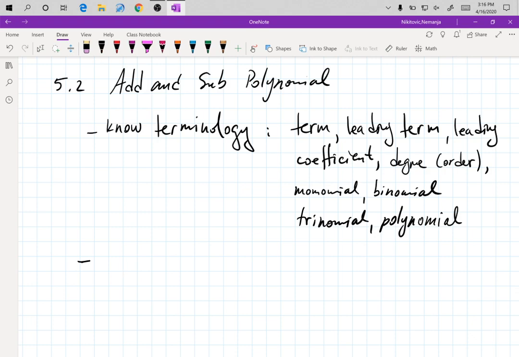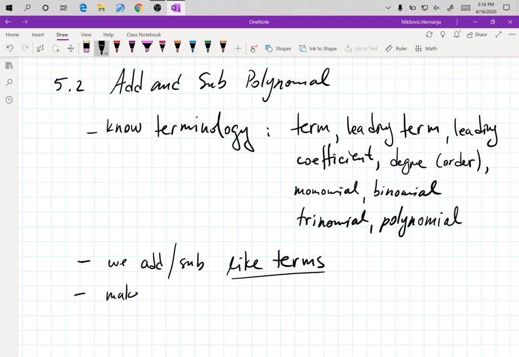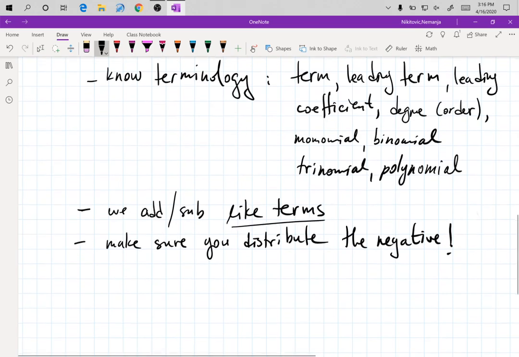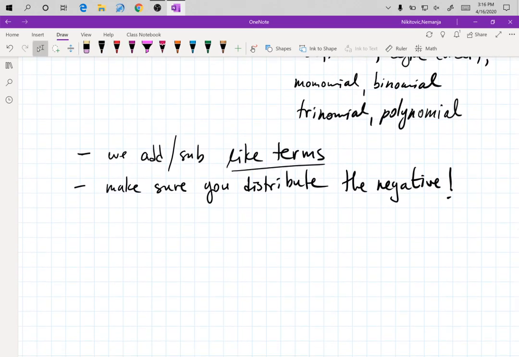we add or subtract like terms. So that's very important. And make sure you distribute the negative when you're doing the subtraction. Then we have 5-3, multiplication of polynomials.